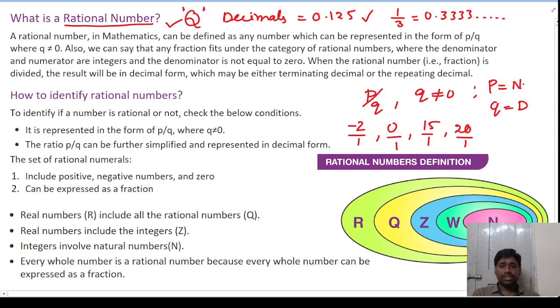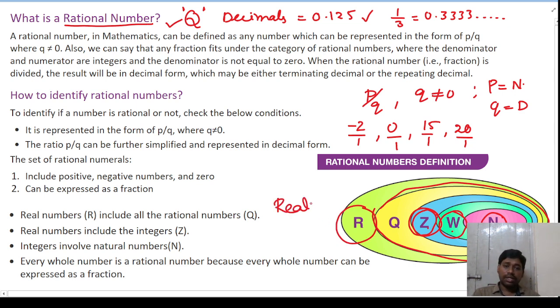In the rational numbers, you can see the yellow colour ring is nothing but the rational numbers. In the rational number ring there is the set of integers, in integers there are whole numbers, and at the same time natural numbers. So the integers, whole numbers and natural numbers can all be called rational numbers. Then what is meant by this R is called a real number.